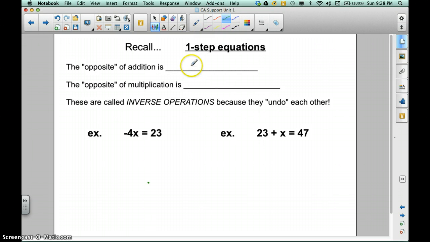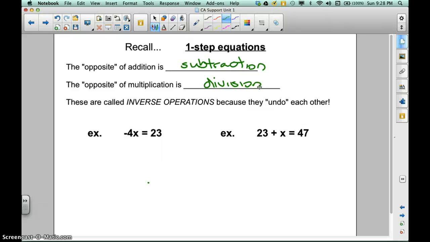First, I want to ask you, the opposite of addition, what is it? The opposite of addition, I hope you know, is subtraction. And what about the opposite of multiplication? I hope you said division. I'm calling these opposites, but the real name for this is inverse operations. Basically it's called that inverse because they undo each other, and we use that to solve equations.